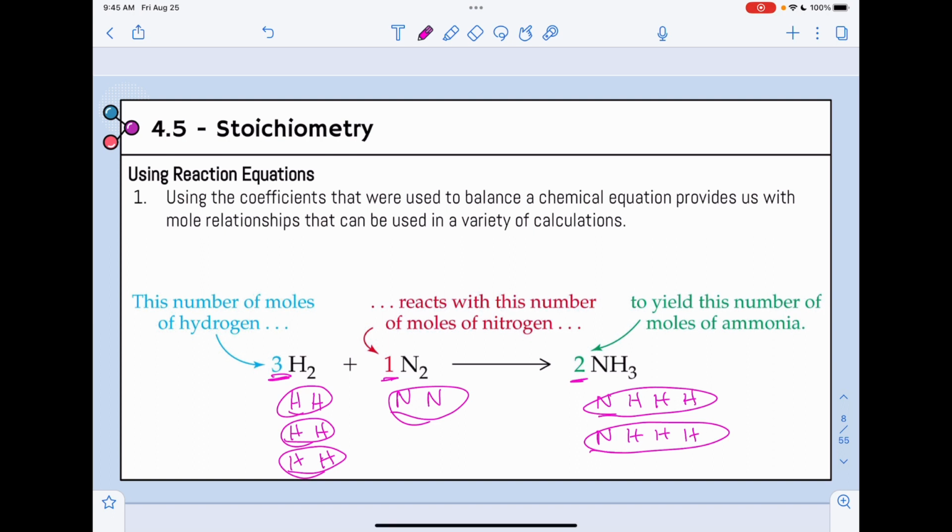This tells us the ratio. So lowest possible whole numbers that these things are going to react. If you have 1 nitrogen, you have to have at least 3 hydrogen molecules, and you will always make 2 moles of ammonia. If we have 2 nitrogen molecules, we're going to need 6 hydrogen molecules, and we'll make 4 ammonia molecules.